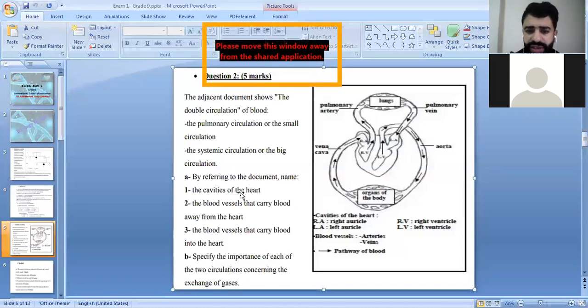First, the cavities of the heart, they are mentioned here: right auricle, left auricle, right ventricle, left ventricle. That's it. You only have to copy and write down.